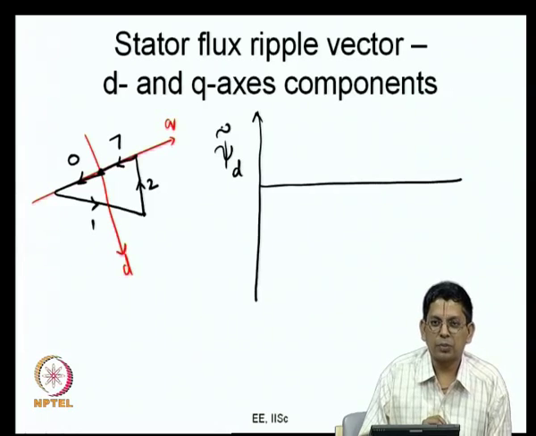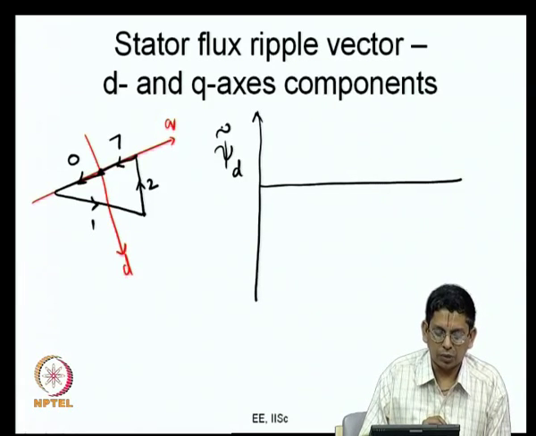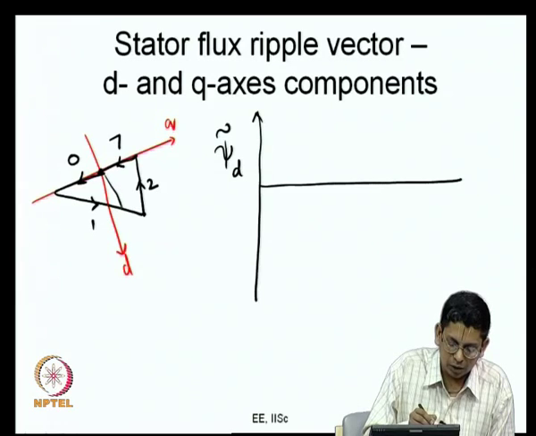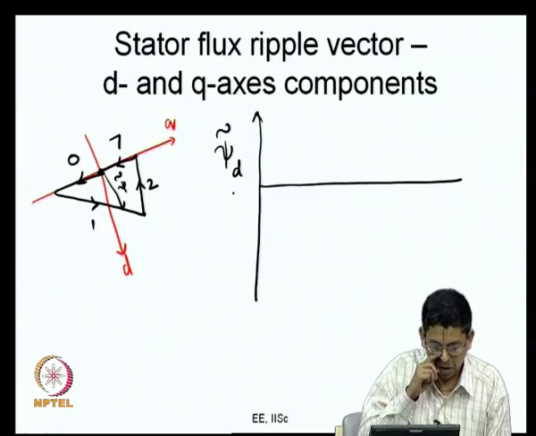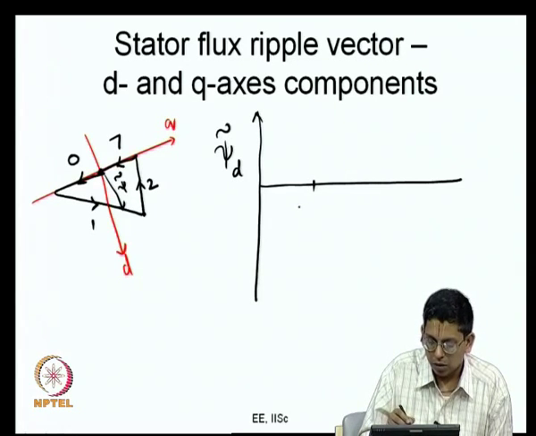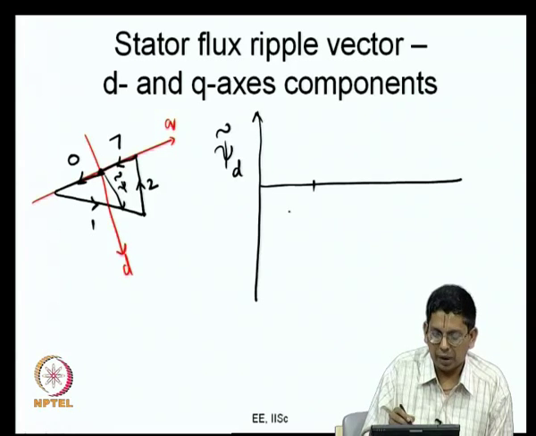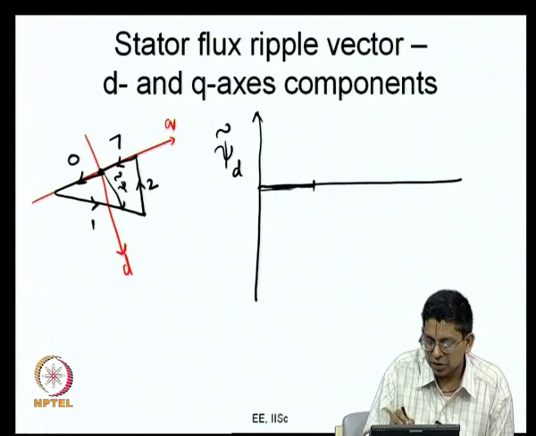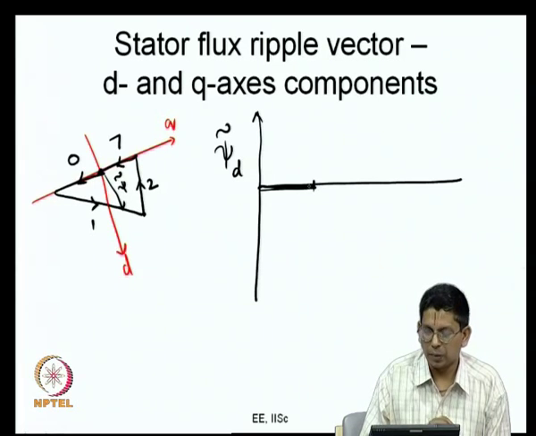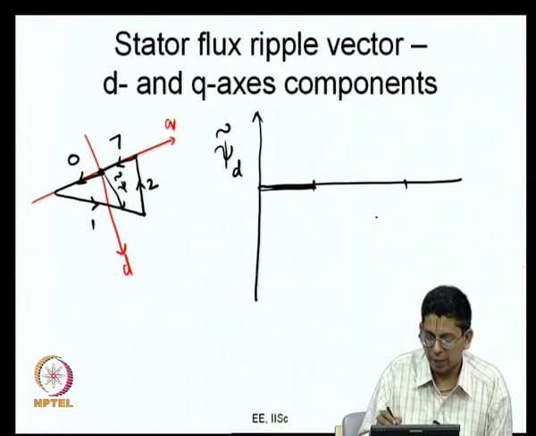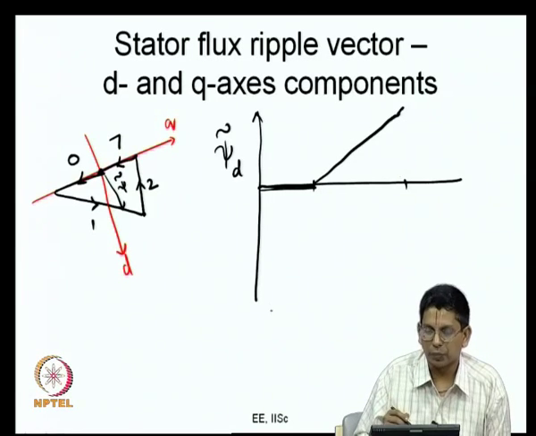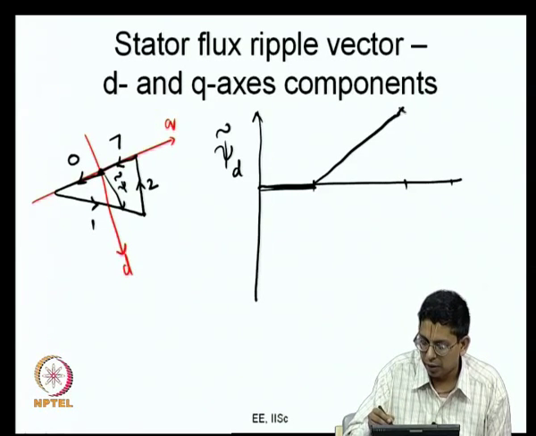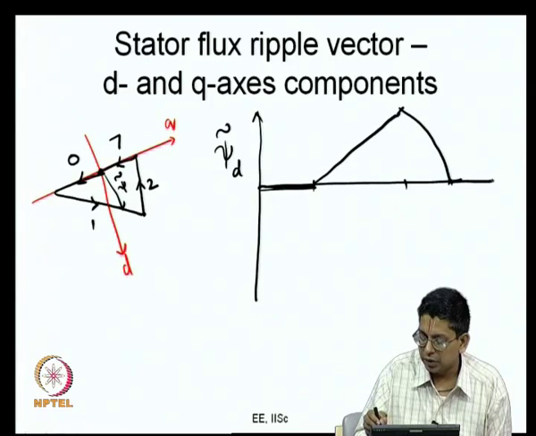I am calling the d axis ripple psi d tilde. This is the d axis component of the psi tilde vector. Now, this vector that we have plotted here, we will call the psi tilde vector, and the d axis component is this. Initially, when the zero state 0 is getting applied, there is no change in the d axis ripple. Then subsequently, for a certain duration of time, when active state 1 is applied, the d axis ripple changes linearly and reaches some value like this, and subsequently when active state 2 is applied, it falls like this and then it is 0 here.